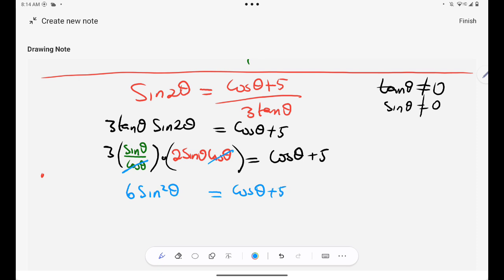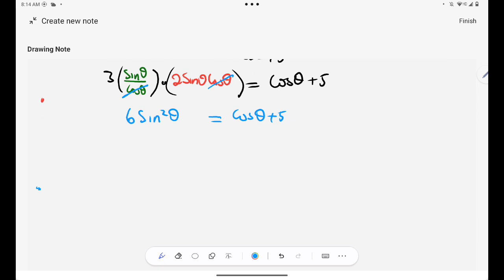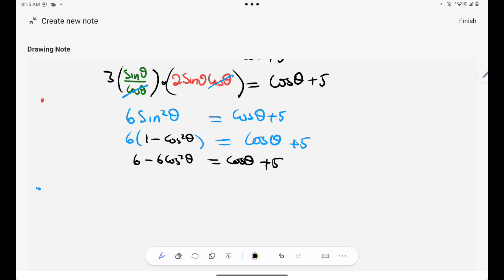Does it make sense, guys? Now all I need to do is to change everything to have one trig ratio. I can change sine squared to be in terms of cos. So this will be 6, and sine squared can be written as 1 minus cos squared theta. Then whenever I remove the bracket, I'll have 6 minus 6 cos squared theta is equal to cos theta plus 5. Now I'm taking everything to the right hand side.